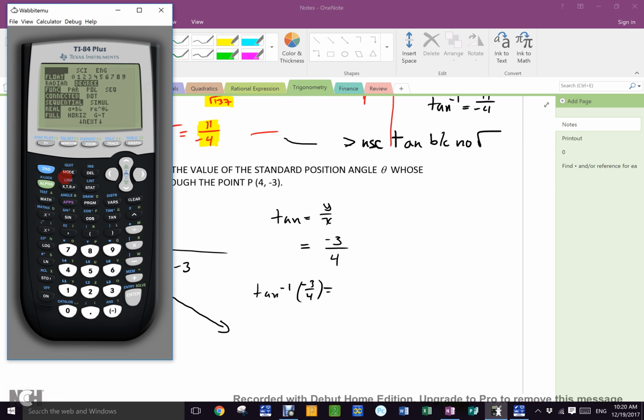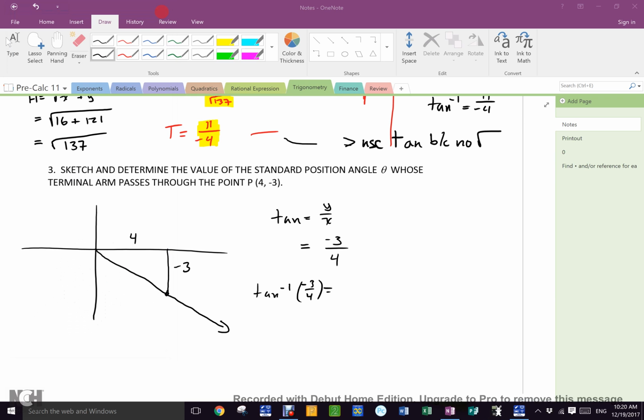Everybody do that. Shift tan negative 3/4, which is of course negative 0.75. What do you get? Negative 36, right? We're going to round that to 37, yes? So it is negative 37. What direction is negative? Clockwise, right? So if I start here, I go clockwise 37 degrees, yes?